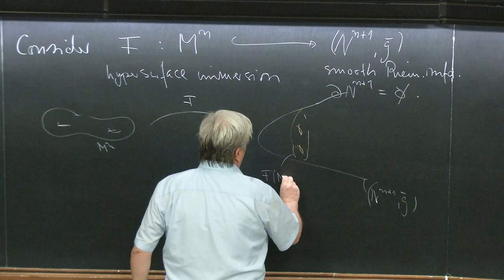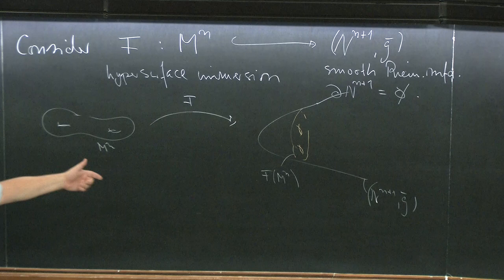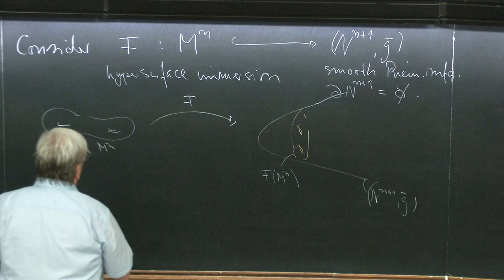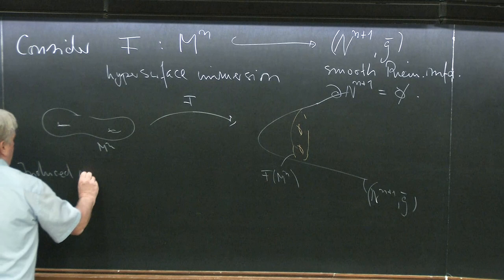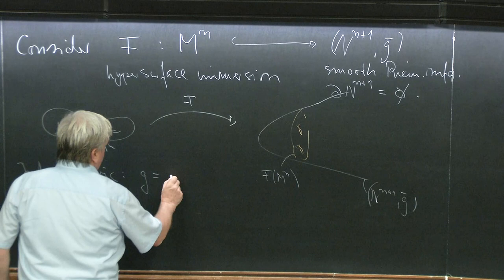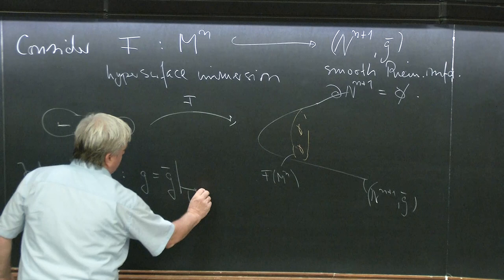And now, it's important to consider the geometric structures that you have on this thing. The first thing you have to take into account is the induced metric on the hypersurface. This is G, just the restriction of G bar to the tangent space of the hypersurface.